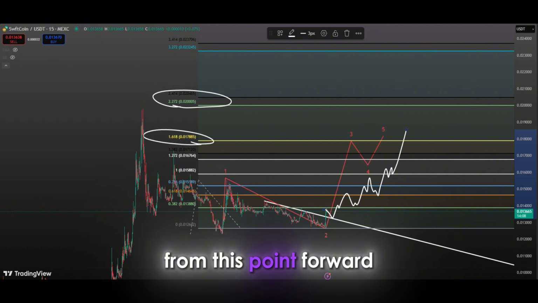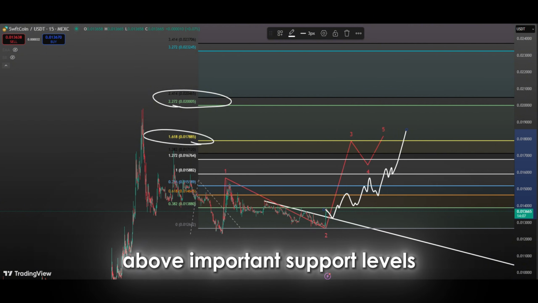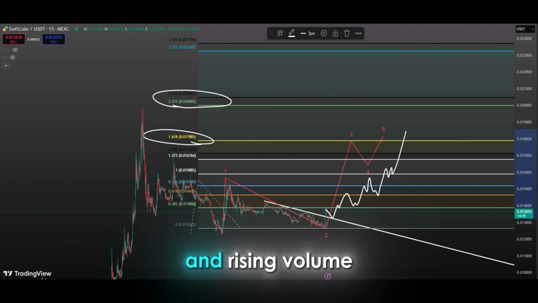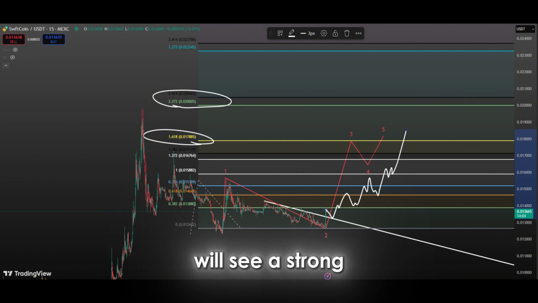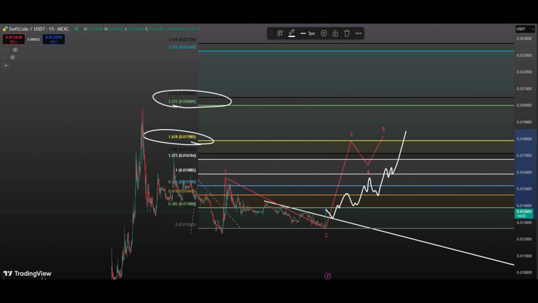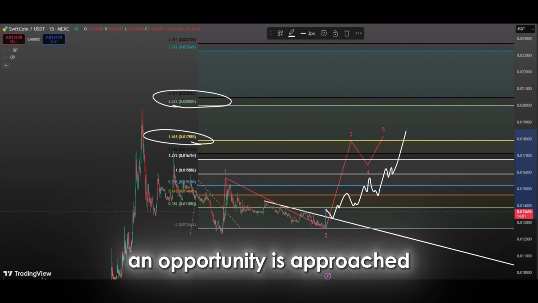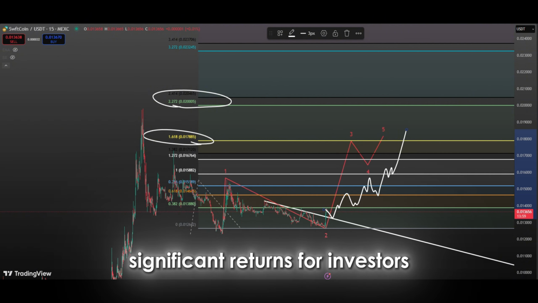From this point forward, the key elements to watch for are the price remaining above important support levels, momentum indicators showing bullish crossovers, and rising volume. If these criteria are met, it is highly likely that we will see a strong upward rally in the coming period. In Elliott wave theory, third waves are the most profitable and powerful moves, and if such an opportunity is approached with the right strategies, it can offer significant returns for investors.